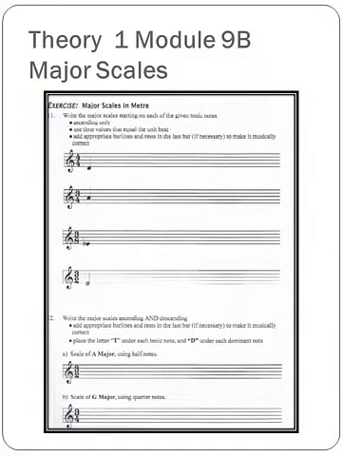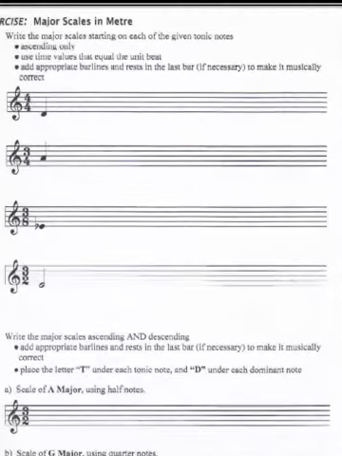Your first assignment is on page 85, number 11. Write the major scales starting on each of the given tonic notes. You're writing these scales ascending only, and you're going to use time values that equal the unit beat. And of course, that means you'll be adding appropriate bar lines and rests in the last measure.